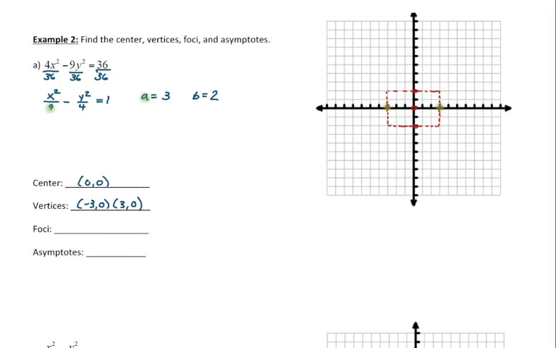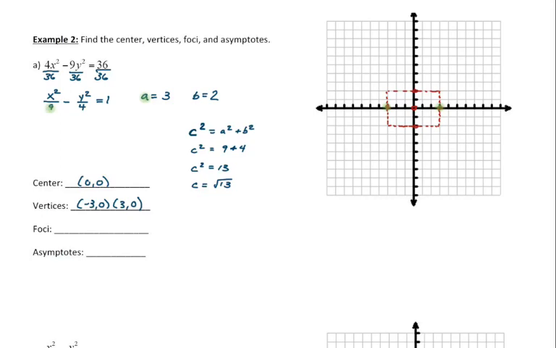And if you wanted to, you could find the asymptotes and sketch the whole thing and then identify the information, but I like to kind of go as I put the graph together. So there are my vertices, there's my center, and then I can find the c value before I even finish the graph. So c squared is going to be a squared plus b squared, so then c squared is going to be 9 plus 4, which would give me a c value of the square root of 13.